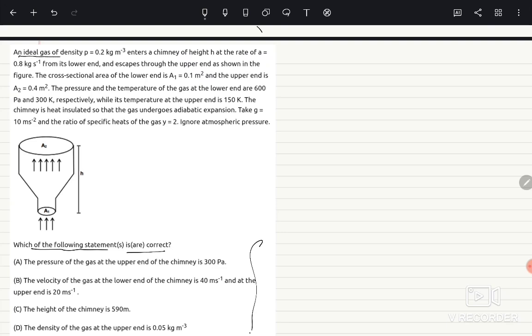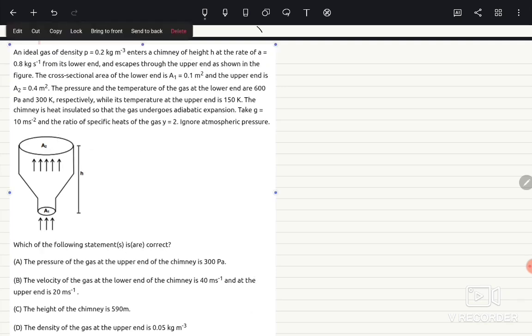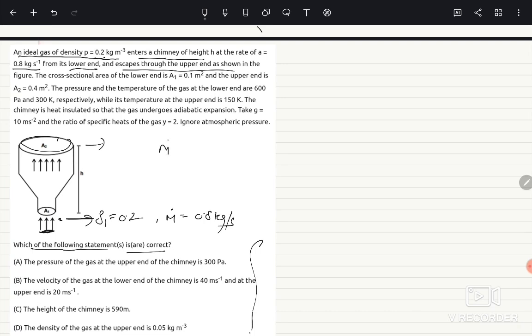It has been given that ideal gas of density 0.2 enters the chimney at a height h at the rate of 0.8 kg per second. The mass flow rate of this gas is being given. The mass flow rate here is 0.8 kg per second from its lower end and escapes through the upper end. So upper end is this, and here the mass flow rate is also, according to the continuity equation, 0.8 kg per second.